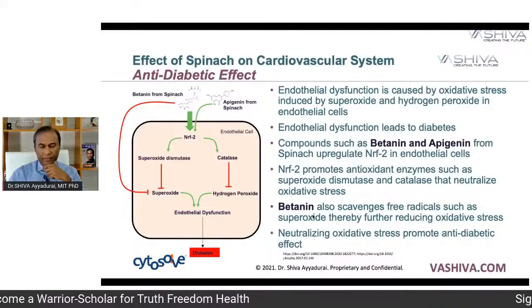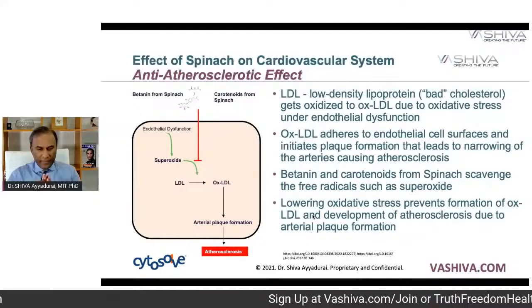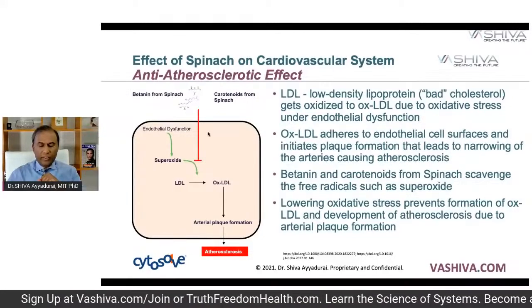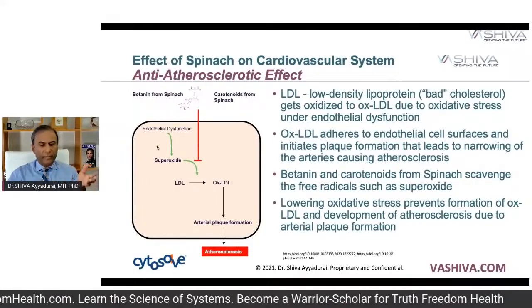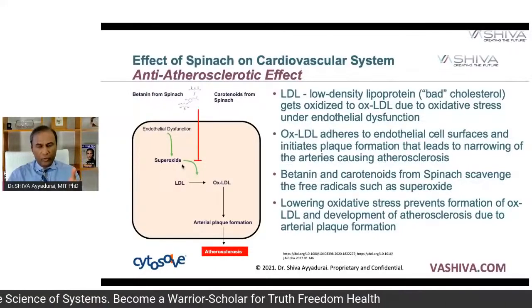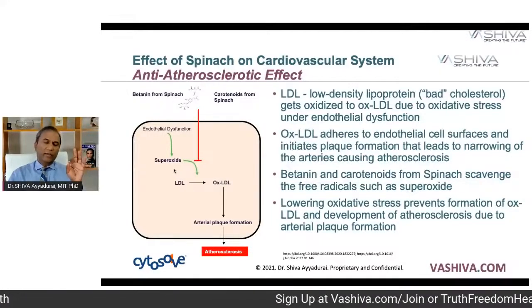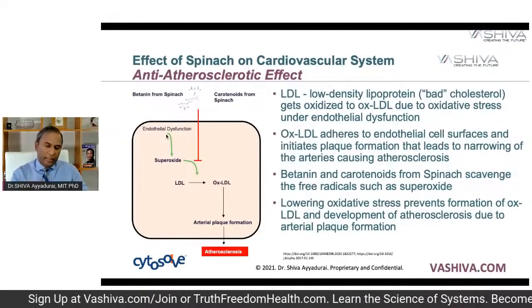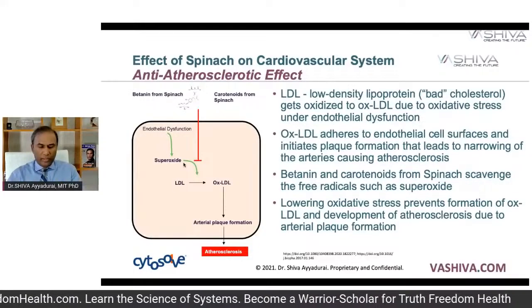Okay, there you go. The next thing is the anti-atherosclerotic effect, which is hardening of the arteries. Here, the betanin from the spinach and the carotenoids in the spinach stop the function of superoxide. Again, when you have endothelial dysfunction, your body produces more of the superoxide, which you don't want. And the carotenoids in the spinach and the betanin block this. So as you can see here, to those of you listening to the podcast, endothelial dysfunction leads to superoxide, and the carotenoids in the spinach and the betanin block the superoxide.